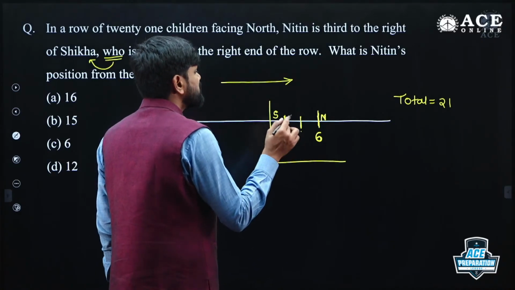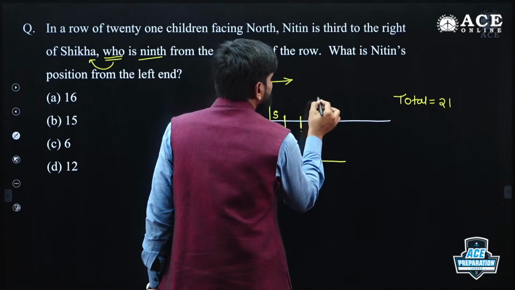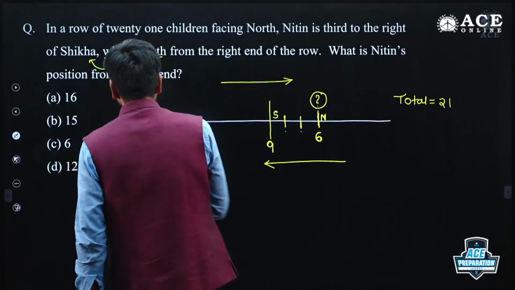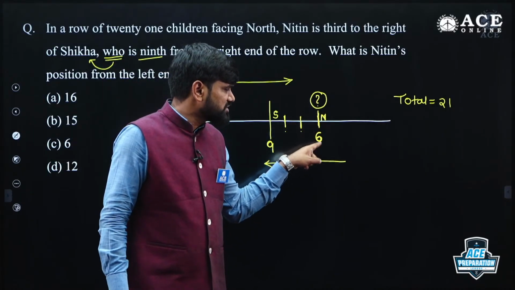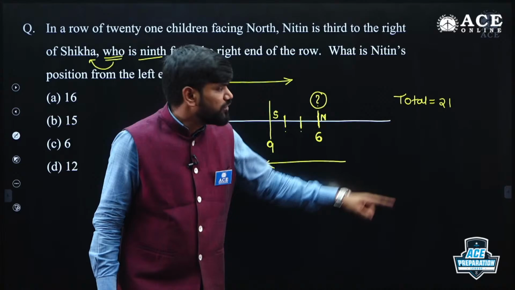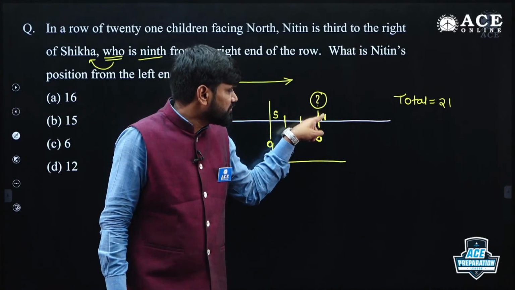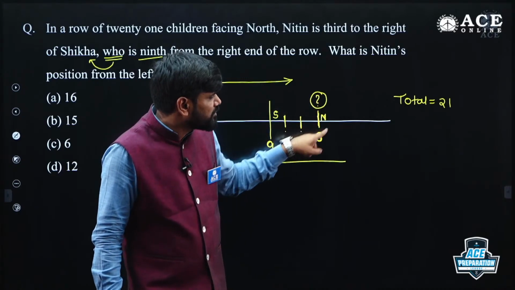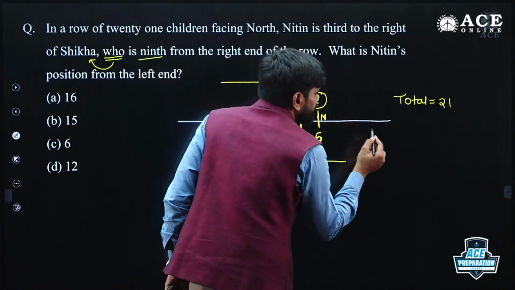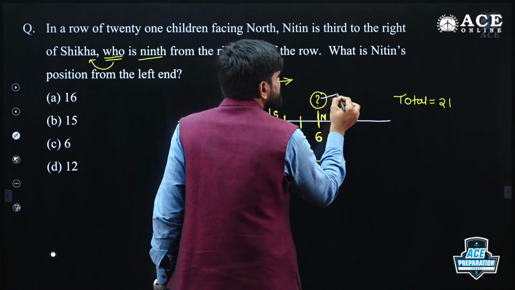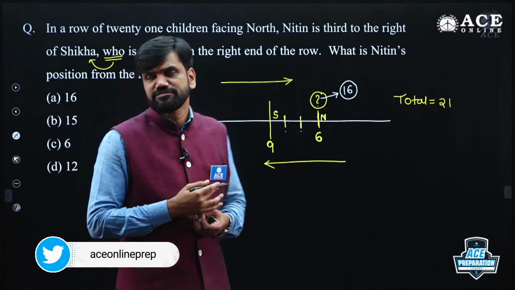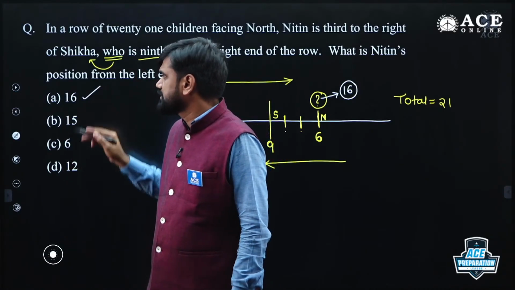What is Nitin's position from the left end? This is what I want. As we know, if you take the sum of the positions of the same candidate from both ends, it will always add up to one more than the total. Total is 21 here, so the positions from right and left should add up to 22. It is already 6 from the right, so it must be how much? It should be 16. Hence, your answer is 16, so it should be option A.